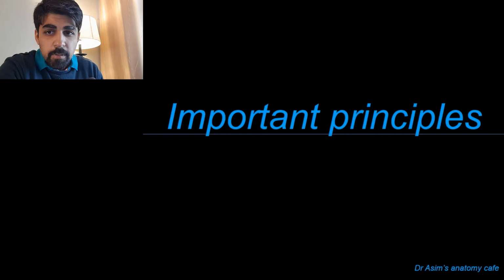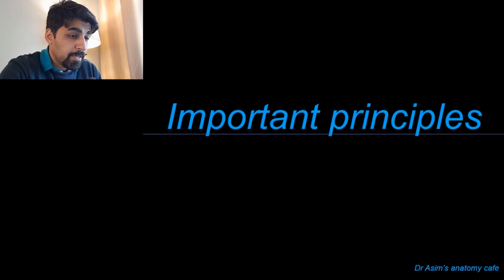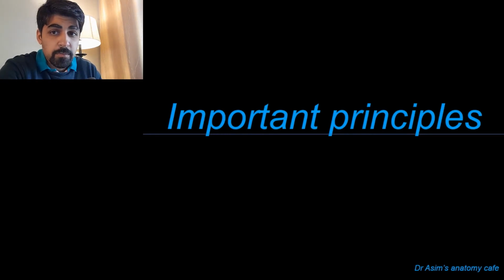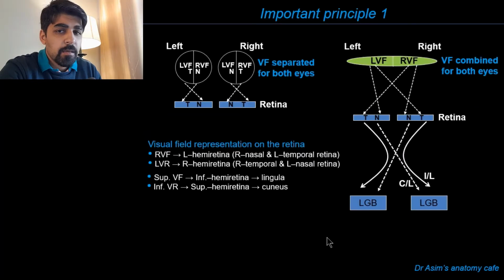Now, before we embark upon talking about the visual pathways, there are two important principles which we need to understand. We can take the help of this cartoonic illustration over here. This is a cartoonic drawing of the visual field, and you can see that we can divide the visual field over here into two halves, the right visual field on the right side and the left visual field over here.